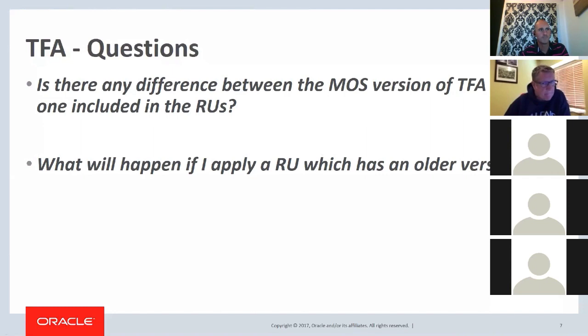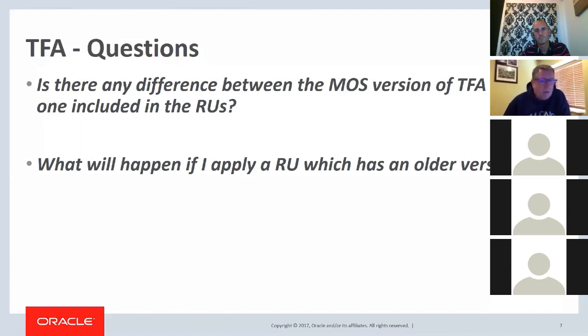So what happens then if I've downloaded TFA from MOS, I've got the latest one, and then I try to apply an RU which has got an older version in it? Okay. Whenever you run the TFA installer, it tries to find if you've got TFA currently installed, and then it looks at the version that is already installed. If you're trying to install a version that's equal to or less than the already installed version, then it'll simply do nothing. It will say it's already installed, or that you've already got a later version installed.